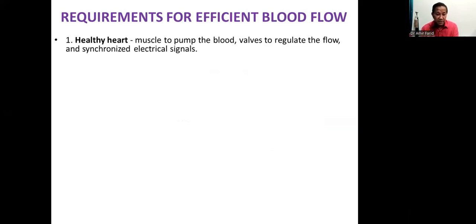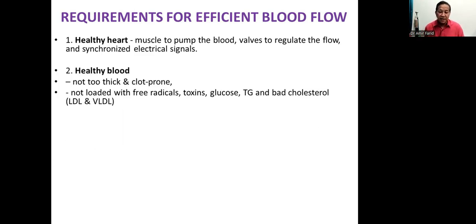These are starting with you need a healthy heart because the heart needs to pump the blood, and the heart needs to function properly. So you need also to have healthy valves in the heart to regulate the flow. And since the heart functions through electrical signals, you need to have properly synchronized electrical signals so that you don't have arrhythmia or heart block.